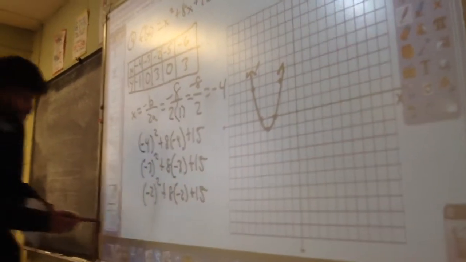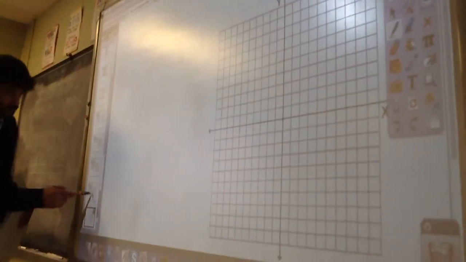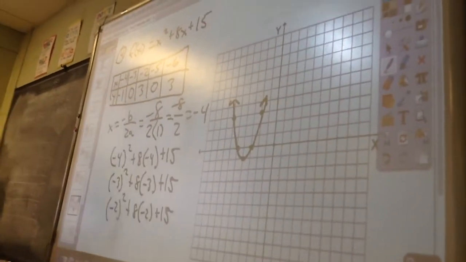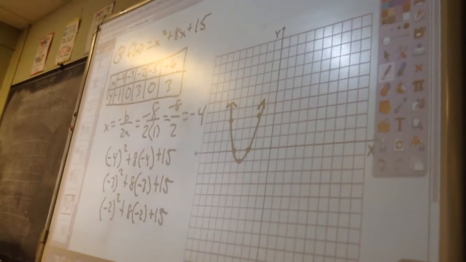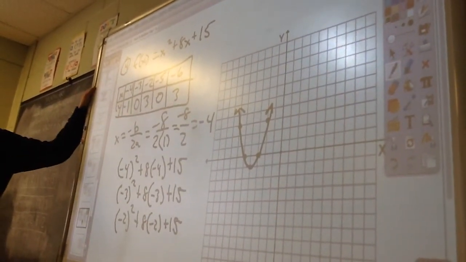Okay, so let's graph it. Just mainly get the table of values. The graph you should be able to do from the table of values. You got it? Okay.